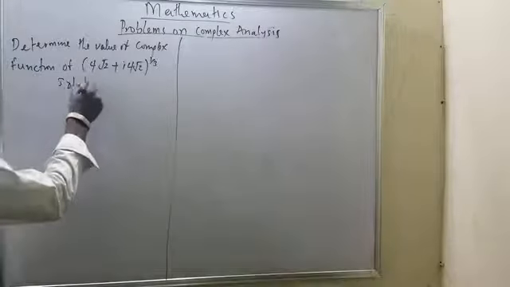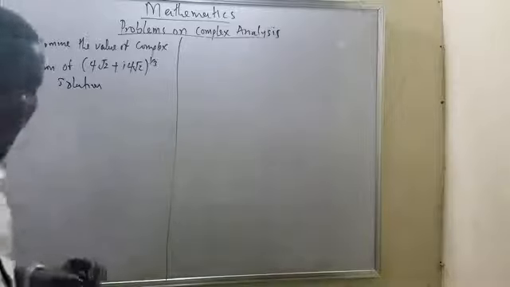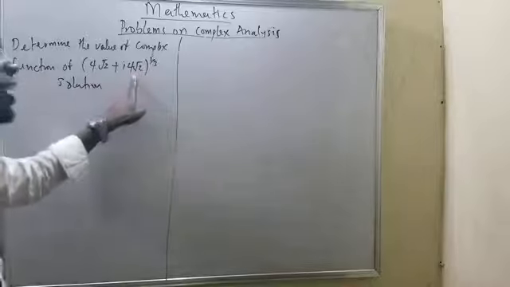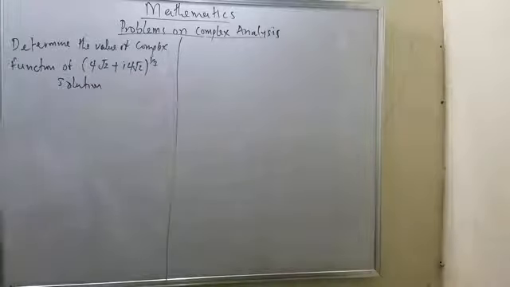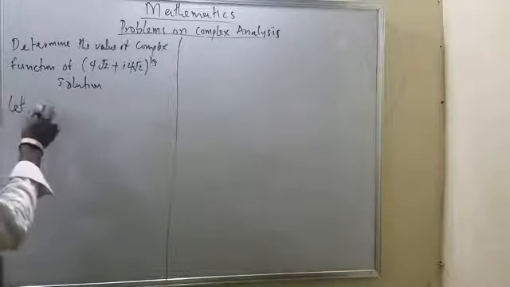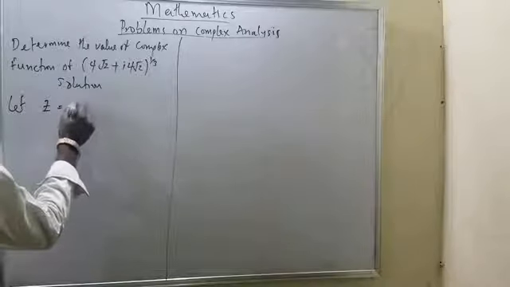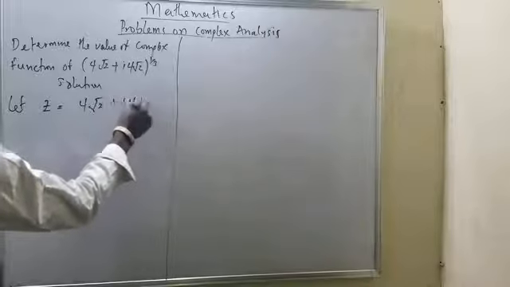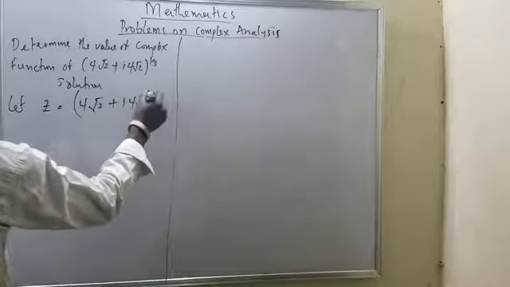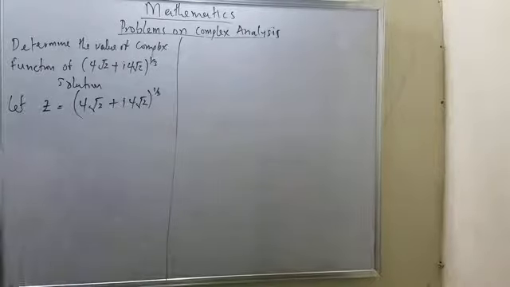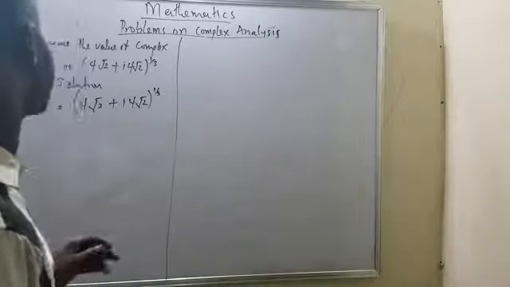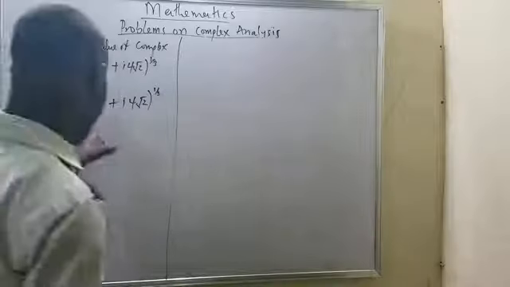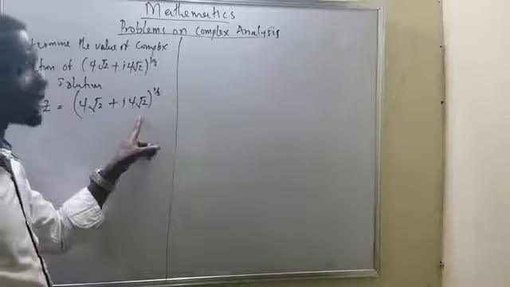Solution to this question. When I have it this way, I have to understand the question. I know that this is the real part and this is the imaginary part. Forget the power at this point. I can say let z equal 4 root 2 plus i times 4 root 2, all to the power of 1 over 3. Now, z has a real part x and an imaginary part y; this is my x, this is my y.